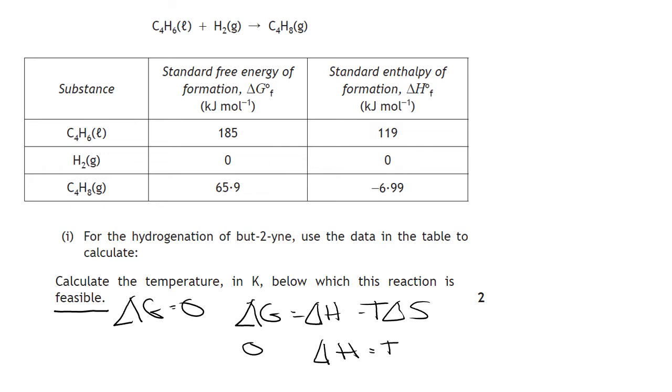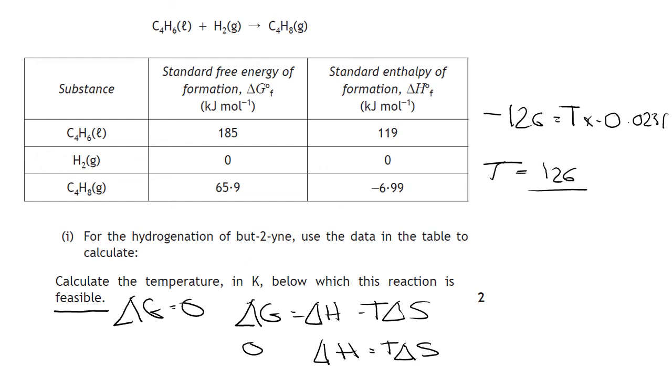equals T delta S. Now from our previous questions, we know that our delta H, negative 126, equals T, and delta S. If we're going to use delta H and delta S, we need it in the kilojoules form, so it's going to be negative 0.0231. So our temperature is going to be 126 divided by 0.0231, which is going to be quite a high temperature.